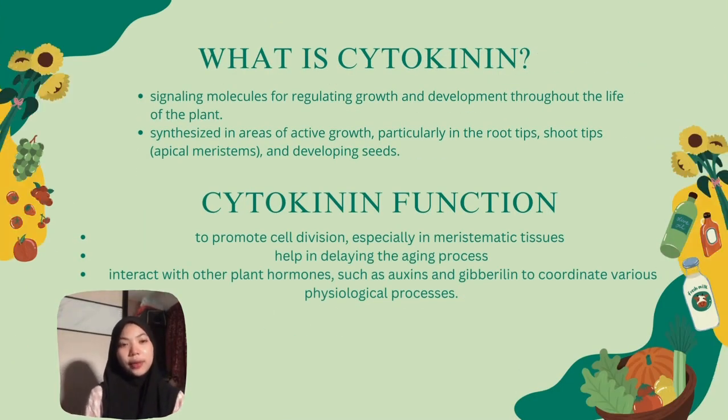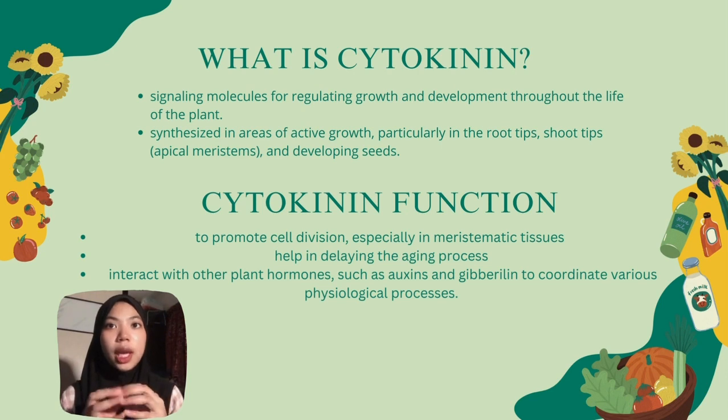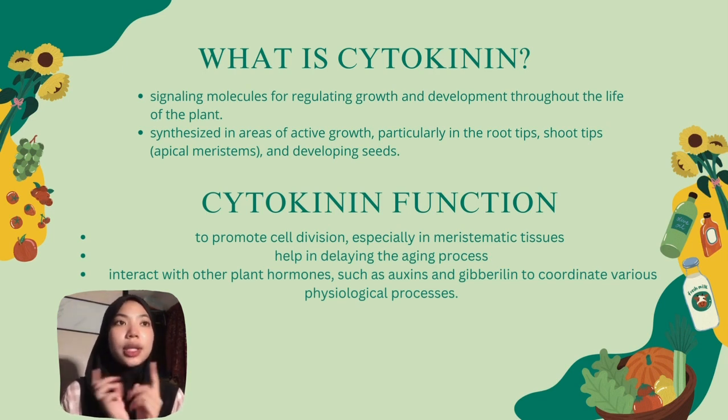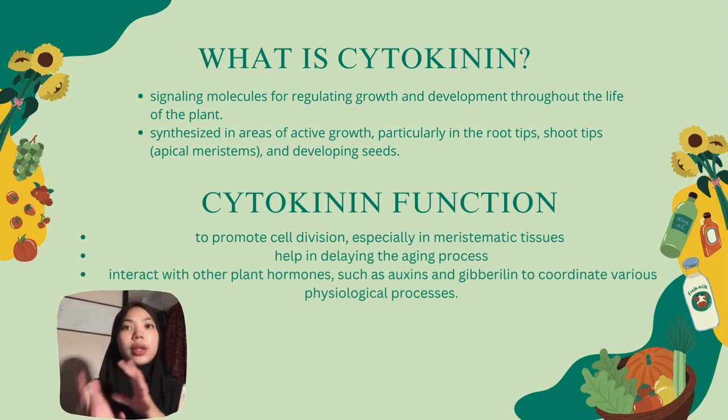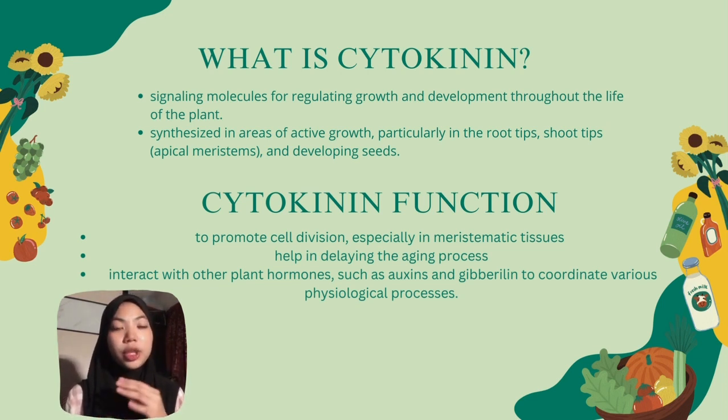For the third one, what is cytokinin? Cytokinin is a signaling molecule for regulating growth and development throughout the life of the plant. Usually, cytokinin is synthesized in areas of active growth, like the root tips, shoot tips, and developing seeds. There are some functions of cytokinin. First, cytokinin promotes cell division, especially in meristematic tissue where growth and development occur. This is essential for the formation of new tissues, organs, and overall plant growth.